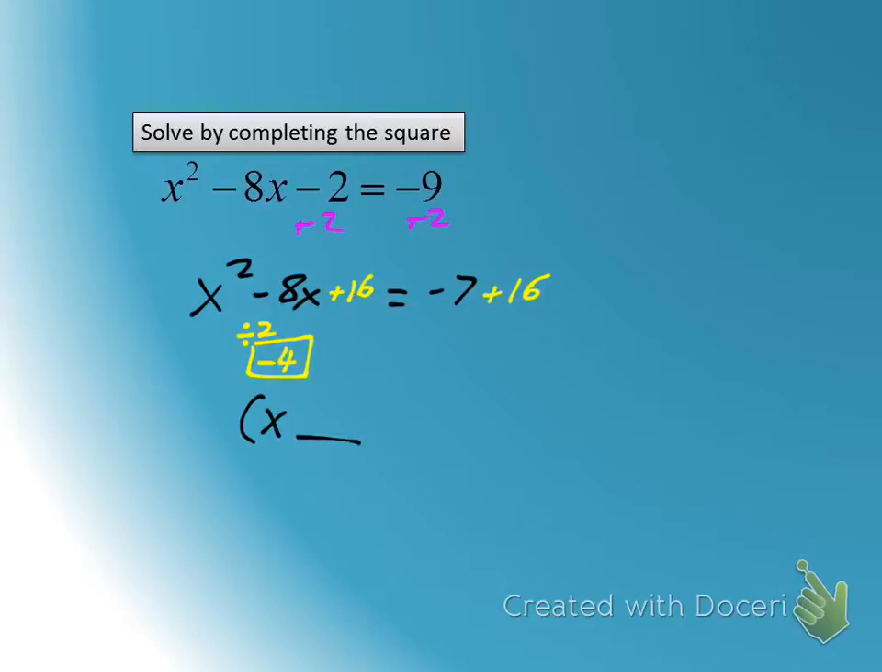What goes here? Then. Almost. -4. Here's a little trick, ready? Whatever number you square is what's going to be there. Okay? Every time. So x minus 4 squared. It's -7 plus 16. Nine.